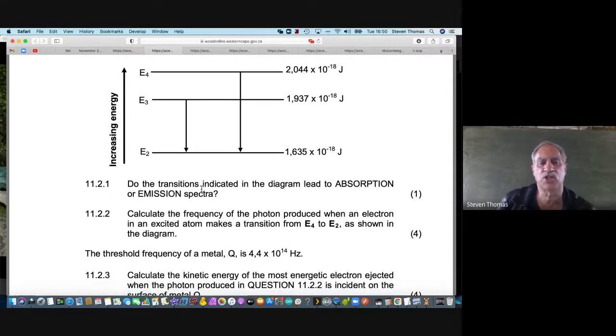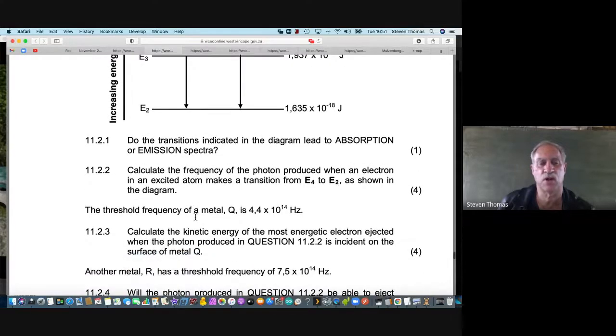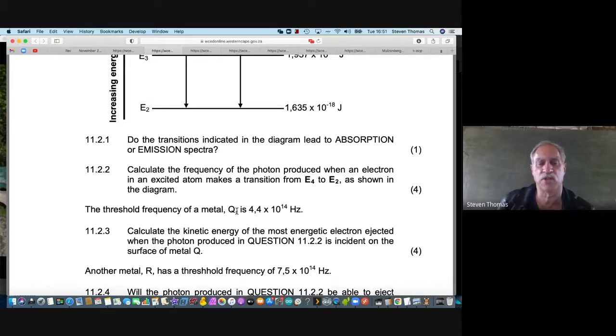Okay, do the transitions indicated in the diagram lead to an absorption or emission spectrum? This is a hot gas. The electrons have been excited and now they're falling back. So that is an emission spectrum. Calculate the frequency of the photon produced when an electron makes a transition from E4 to E2. So you take that amount of energy, subtract that, and now you've got a certain amount of energy. And energy is equal to Planck's constant times frequency. So if you know the energy, you know Planck's constant on your data sheet, you can therefore work out the frequency of that photon. Then it says the threshold frequency of a metal is this.